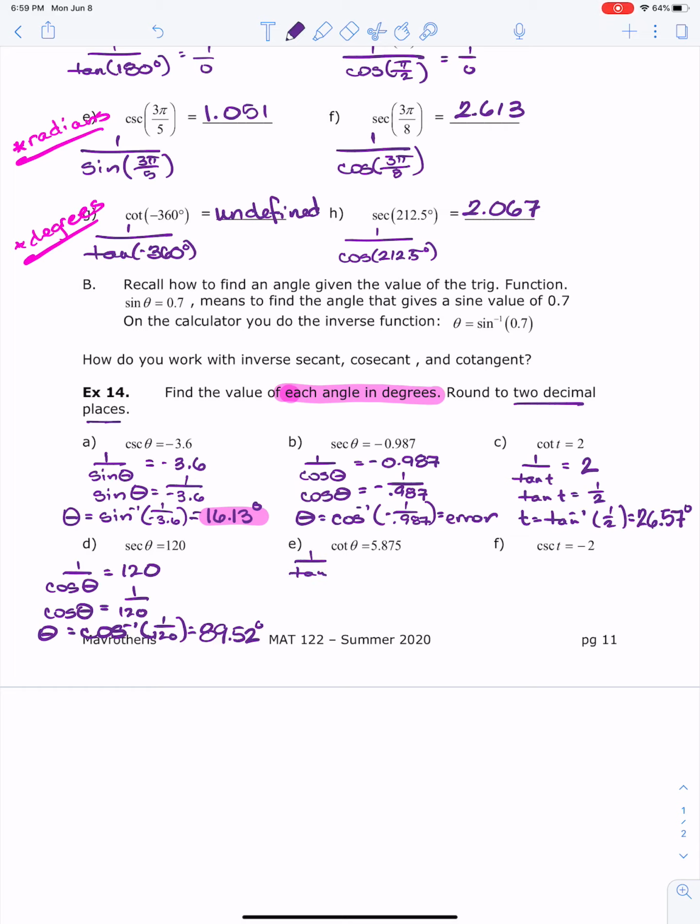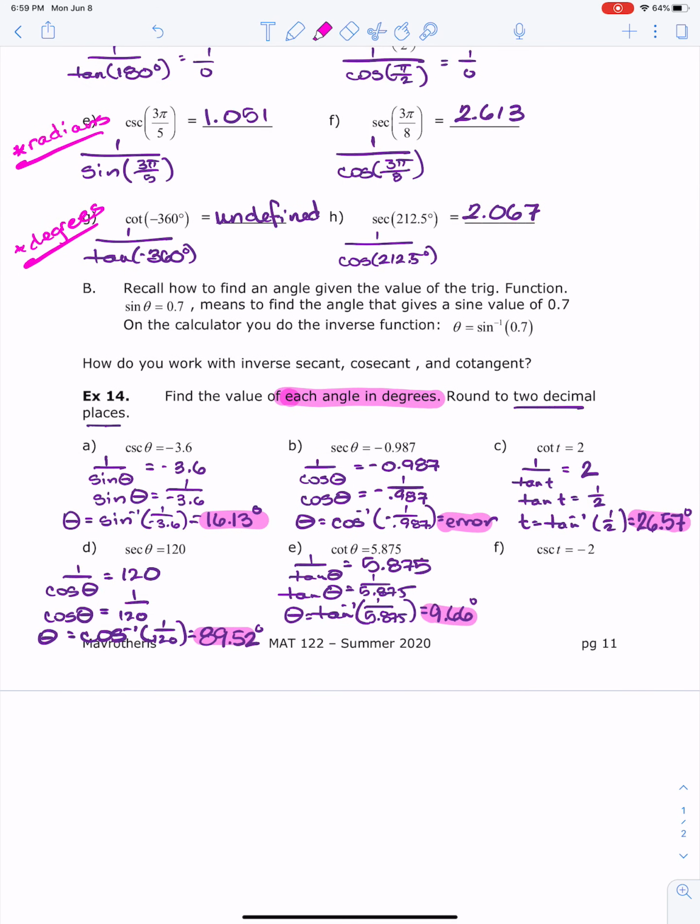Cotangent, 1 over tangent of theta is 5.875. That means the tangent of theta is 1 over 5.875. Theta then is the inverse tangent of that 1 over 5.875, and we get 9.66 degrees. Always a little unsettling to get those degree measures in the single digits. We just don't see that too often.